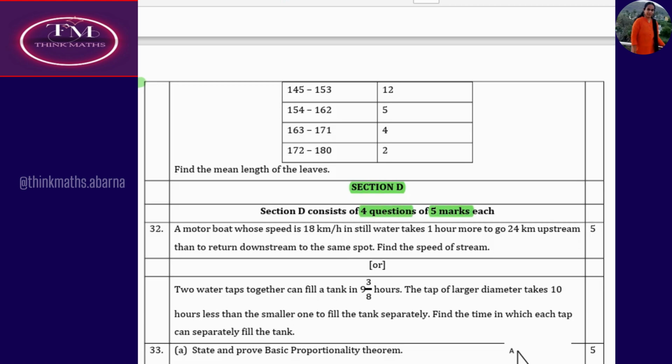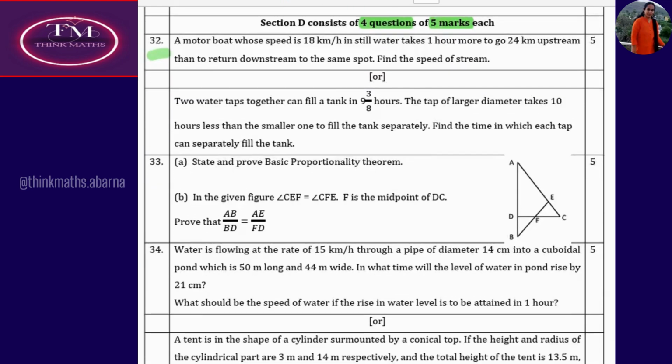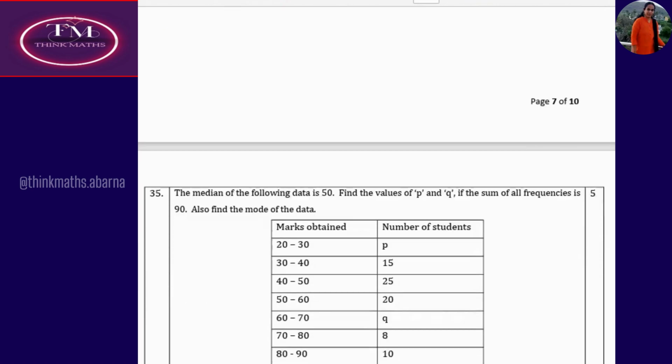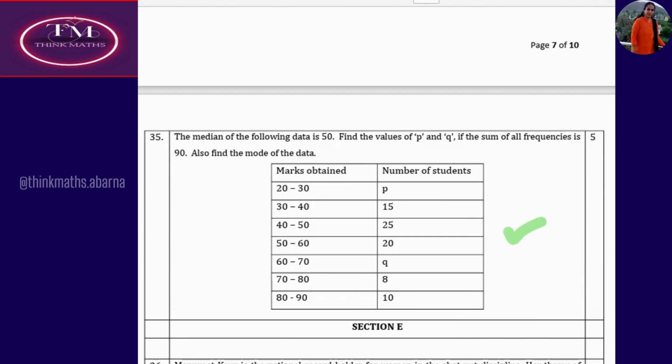In this section D also, you have an internal choice for 2 questions. In this question paper, 32 has internal choice, 33 is compulsory, and 34 has internal choice. So 32 and 34 have internal choice, and 35 is based on statistics. It is compulsory. So 2 questions are compulsory and 2 questions have internal choice in section D. We are going to discuss the solutions for these problems. Okay children, let us get into the video.